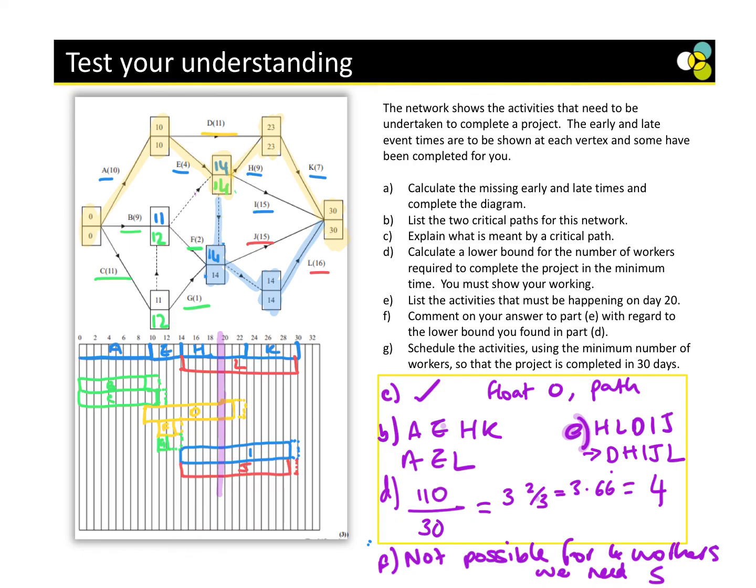So if we need 5 workers, now this is where the next part comes in. The next part says we need to do a scheduling diagram. If we need 5 workers for our scheduling diagram, do you think it's going to be 5 rows? Yeah. Absolutely. Okay, so here we go. Now what we're going to do is we're going to play jigsaw. We're going to move things around, yeah?